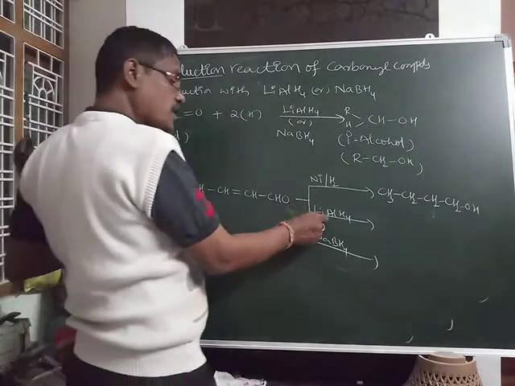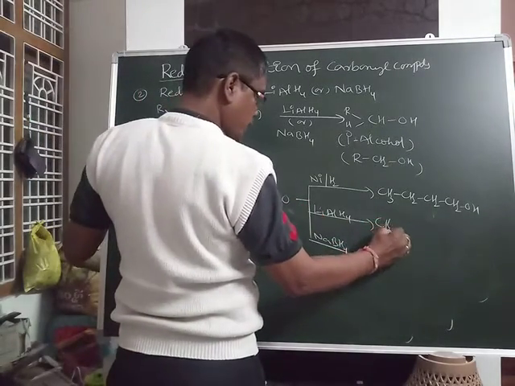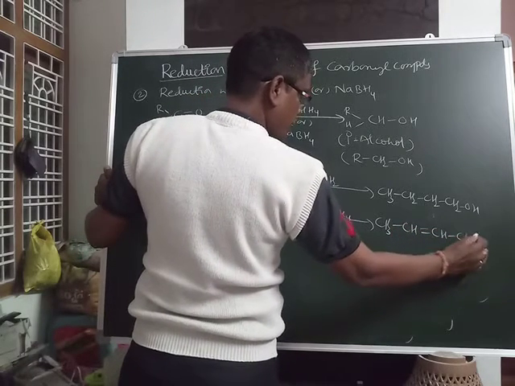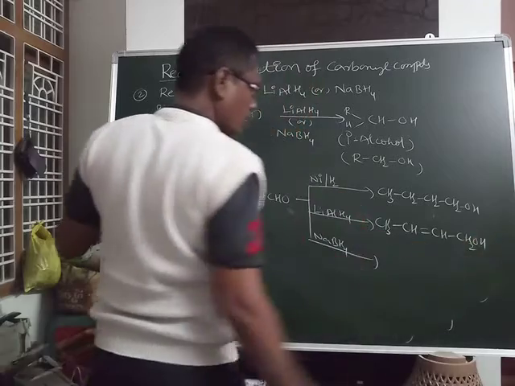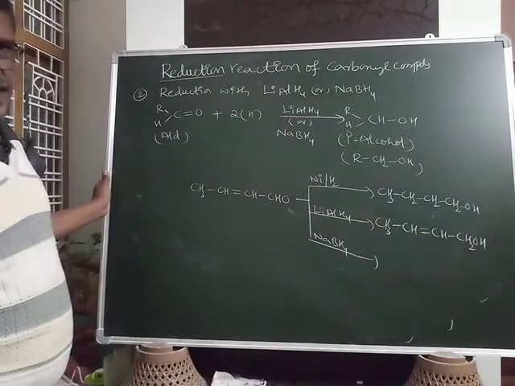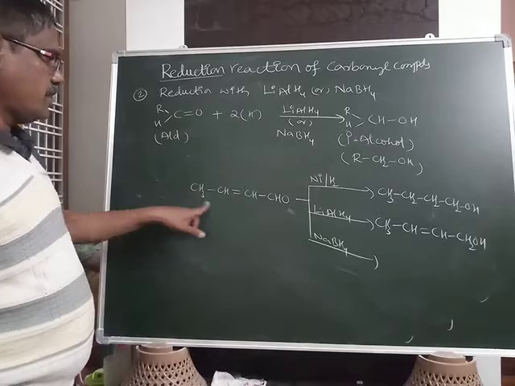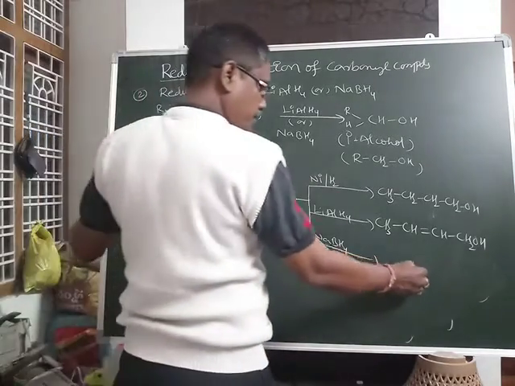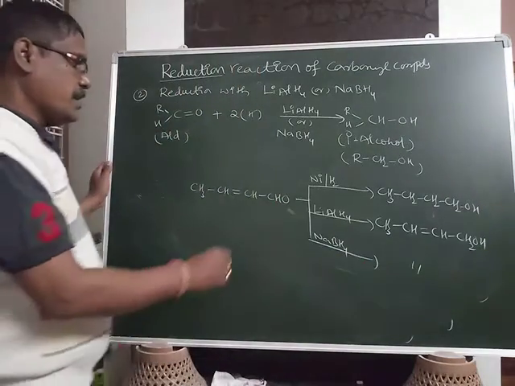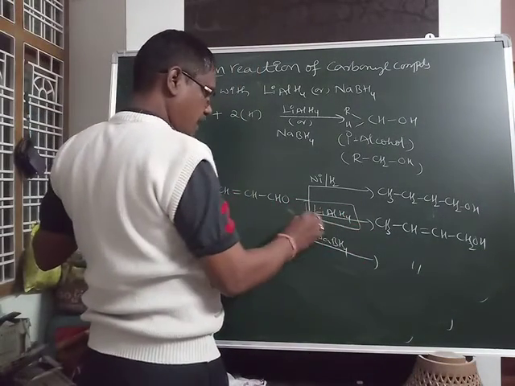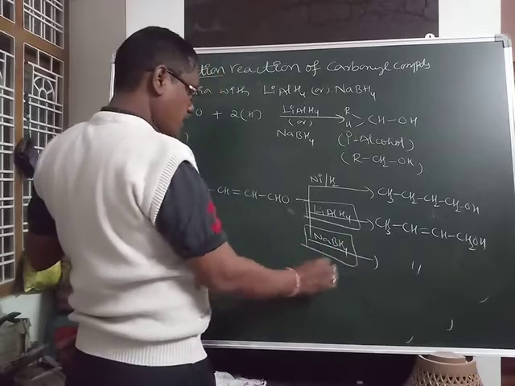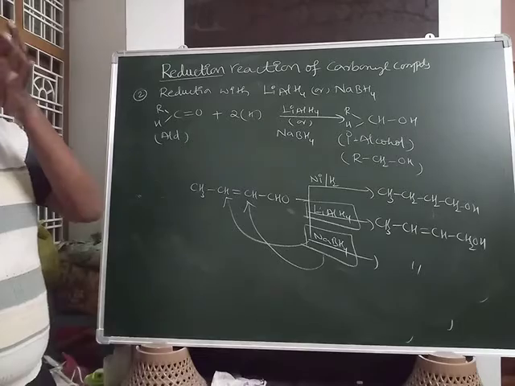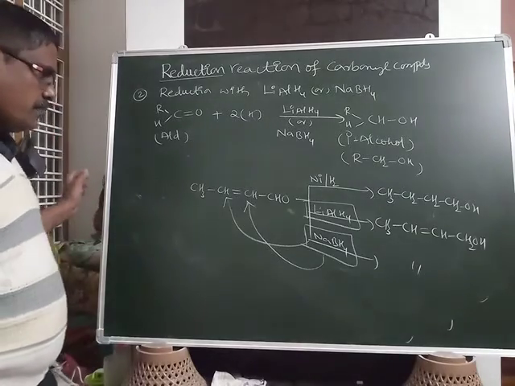But in the presence of lithium aluminum hydride only, this will not reduce the double bond. Crotyl alcohol is obtained. Crotonaldehyde gives crotyl alcohol. Here also the same. That's why you remember only, in the presence of lithium aluminum hydride or sodium borohydride, there is no action at double bonded carbons. Okay, this is very important only.